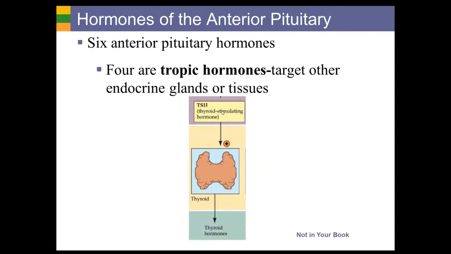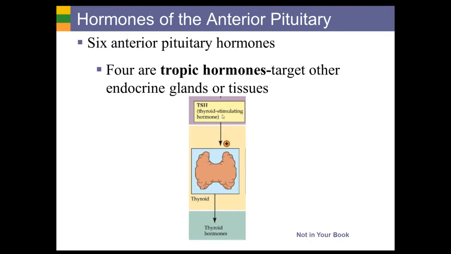Now, as I mentioned, the anterior pituitary gland produces 6 hormones. 4 of those hormones are what are called tropic hormones. I mentioned tropic hormones in the previous lecture. If you don't remember what a tropic hormone is, it's a hormone that targets other endocrine glands. So it's basically a hormone that causes the release of other hormones. For example, one of those tropic hormones is TSH, or thyroid stimulating hormone. Its name tells you what it does.